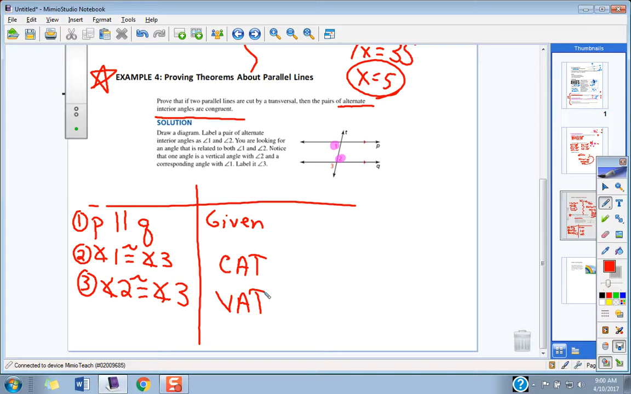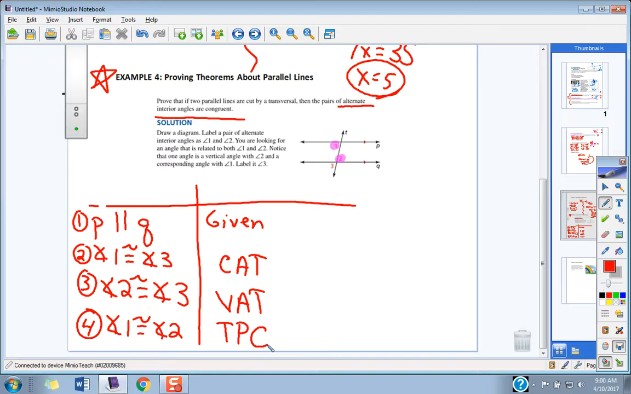Now, take a look at this right here, kids. We're trying to show that 1 and 2 are equal. Here I have 1 equal to 3. Here I have 2 equal to 3. So what's that mean about 1 and 2? They're equal. So this means that number 4, to show that alternate interior angles are equal, I can say angle 1, which is alternate interior to angle 2, they are equal by, see if you can figure this out. 1 was equal to 3, and 2 was also equal to 3, therefore 1 and 2 must be equal.